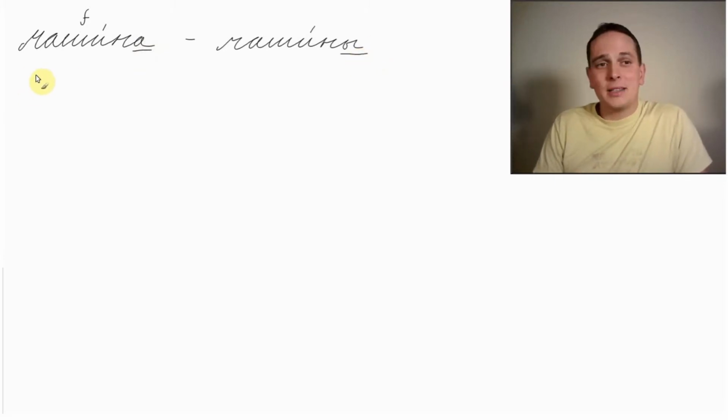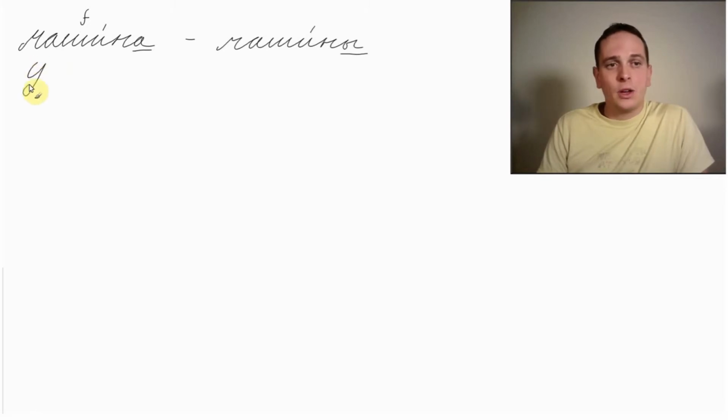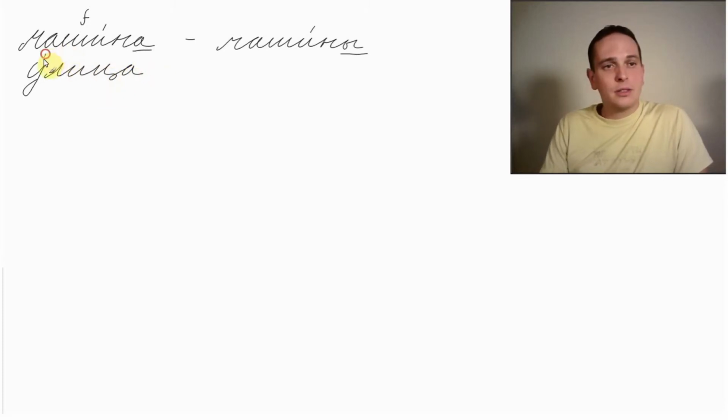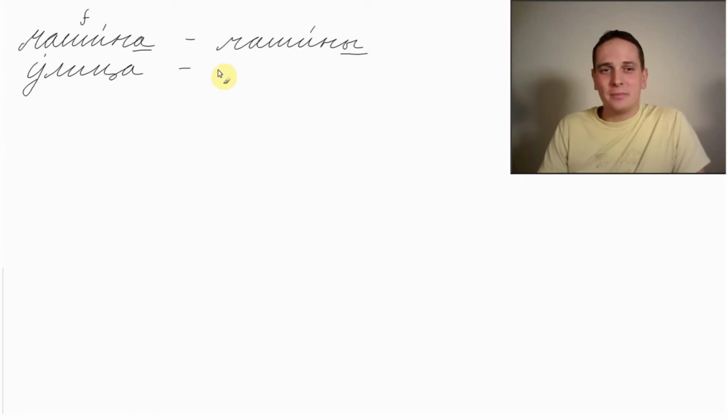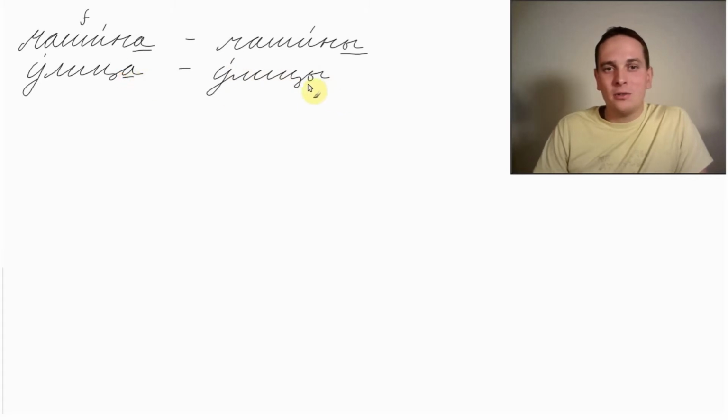Let's try to exercise with улица. Улица is street. У-ли-ца. Улица, with the emphasis on U. Write it for yourself, the plural of улица. Streets. Улица, улицы. У-ли-цы. Again, we replaced a with I.